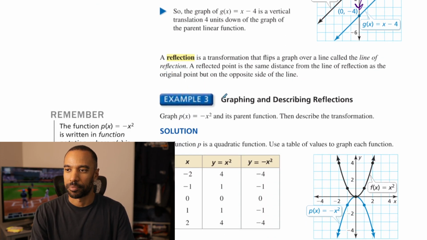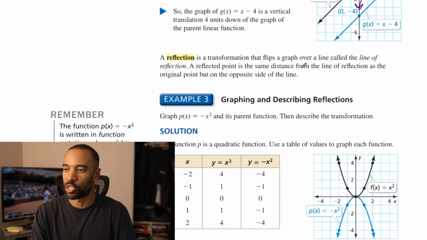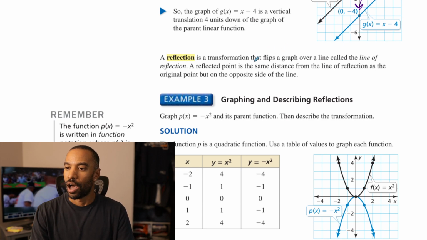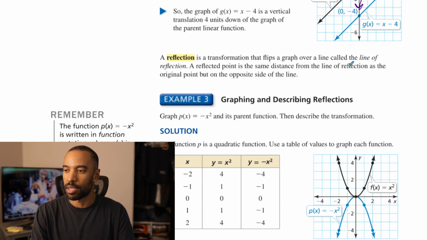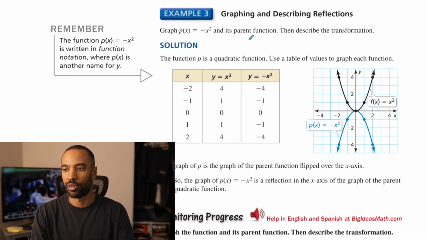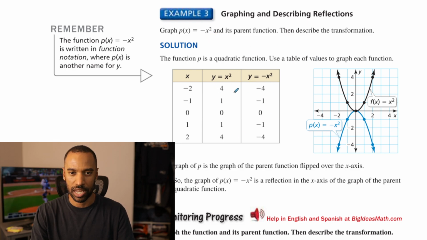Okay, let's look at a reflection. A reflection is a transformation that flips a graph over a line called the line of reflection, or line of symmetry. A reflected point is the same distance from the line of reflection as the original point, but on the opposite side of the line. So here's an example of them using a table, by the way.